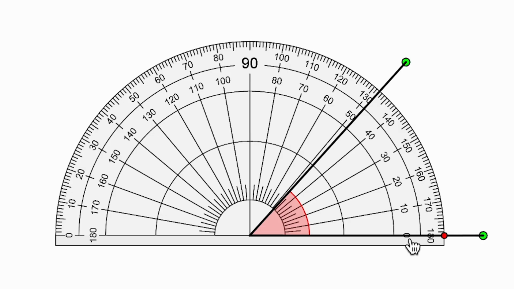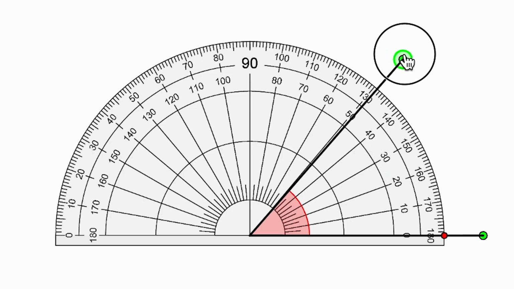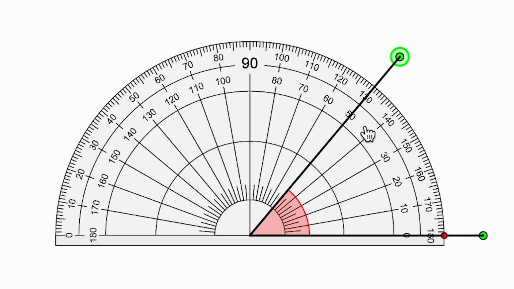If you notice, there are two tracks of numbers, one starting at 0 and the other starting at 180. We use the 0 line and go up until we meet the other line. For example, this angle measures 50 degrees.